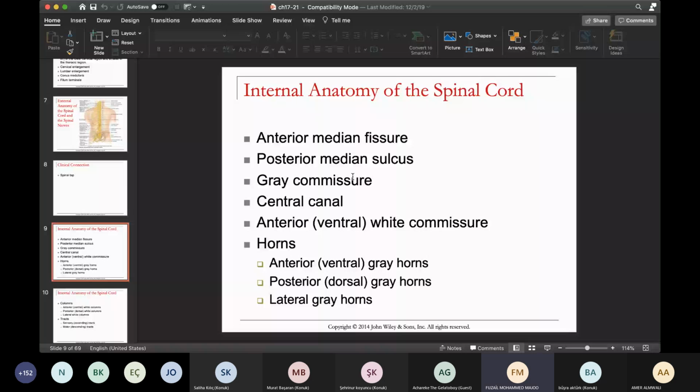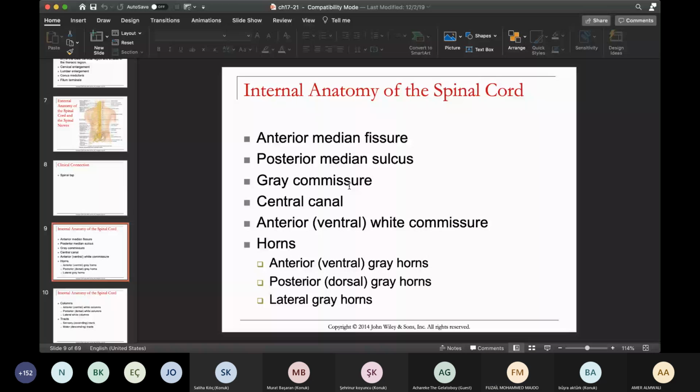So when you look at the gray commissure, it forms the crossbar of the H that we see. Or when you look at a cross section of the spinal cord, it looks like a butterfly. So that H part, that crossbar that you see, that's called the gray commissure. Now, in the center of that gray commissure, we have a small space, and that space is called the central canal. The central canal extends the entire length of your spinal cord, and this is where we find cerebrospinal fluid.